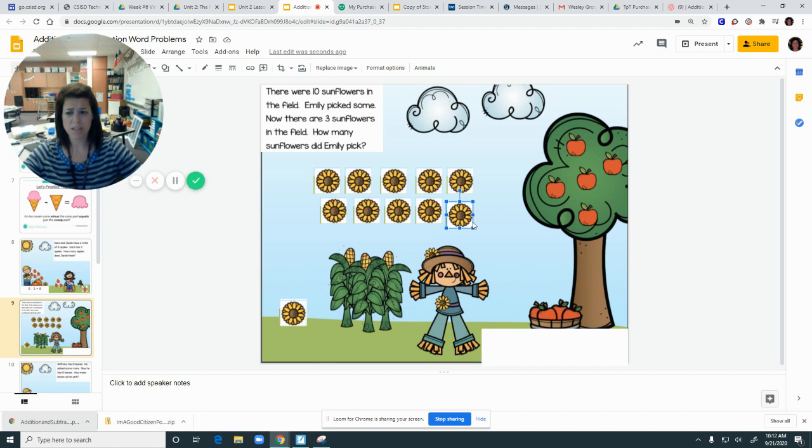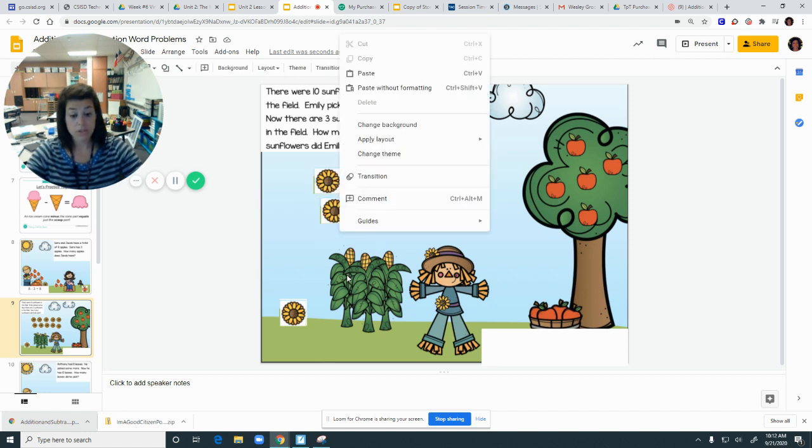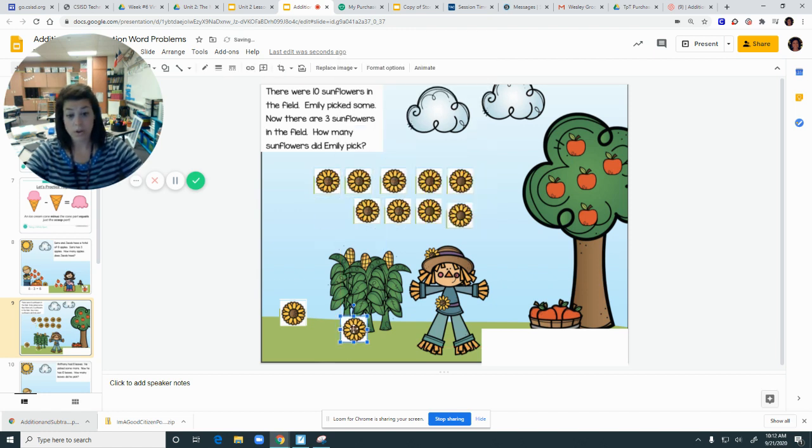Do I know how many she picked? All I know is that there will be 3 sunflowers left in the field. So what could I do? Could I make it to where I only have 3 left? Okay, let's do that. We know that she's going to have 3 in that field. So, are there 3 in the field yet? We're going to keep going until I see that there are 3 sunflowers in the field.